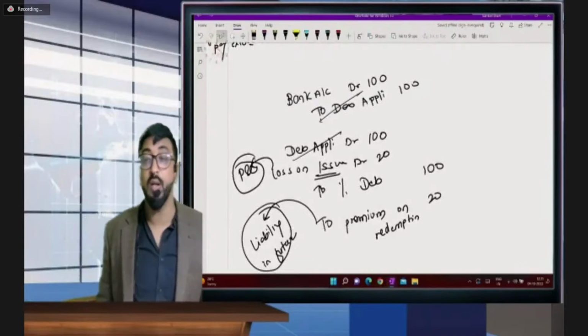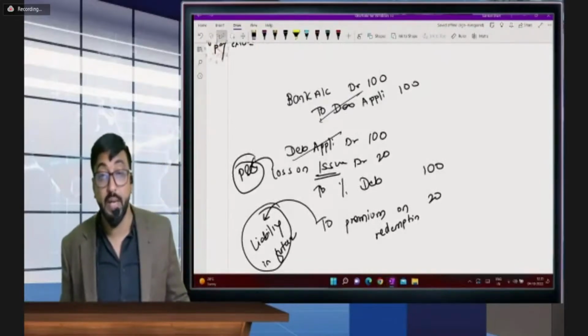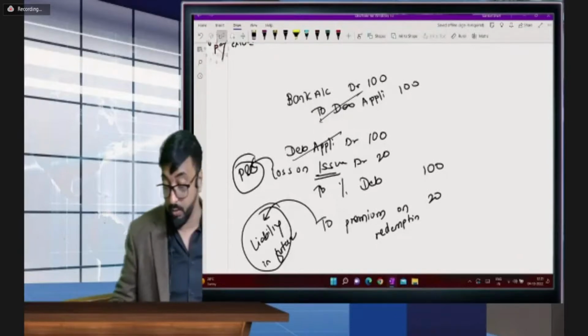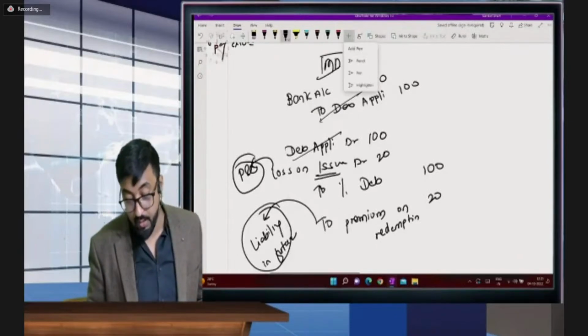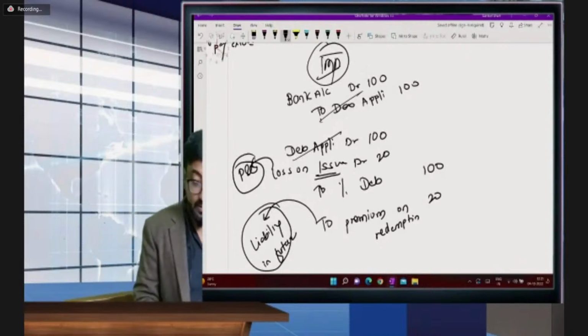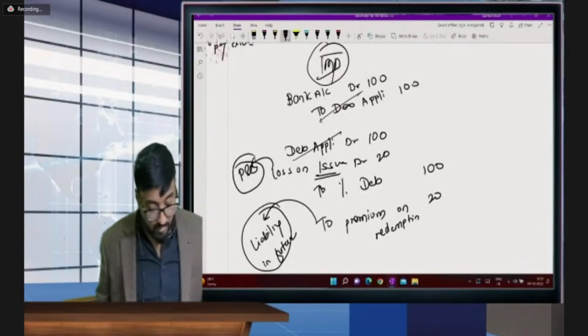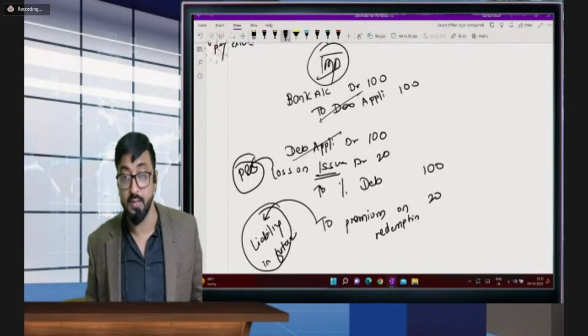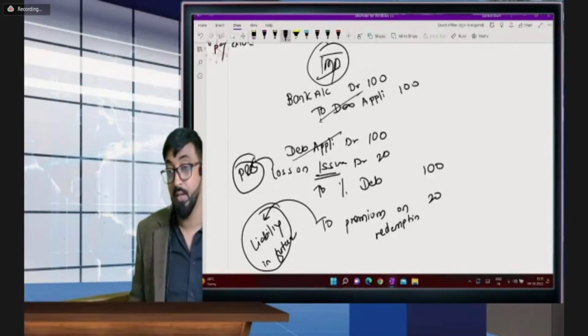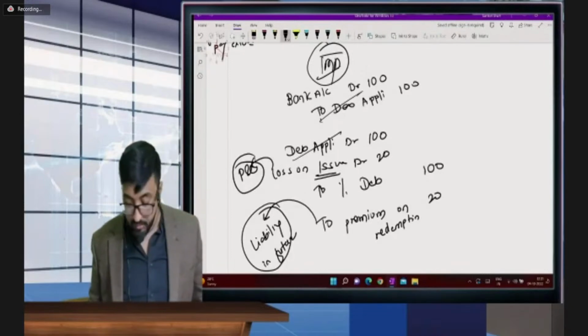See, loss is transferred to P&L, and premium on redemption is a liability which you are going to pay in the future. You got this entry. This is very, very important. Third one is important. Fourth one is important. You got the logic? Quickly, how much do you pay today? 100 rupees. Today you receive 100, but in the future how much do you pay? 120. So bank to debenture application 100.